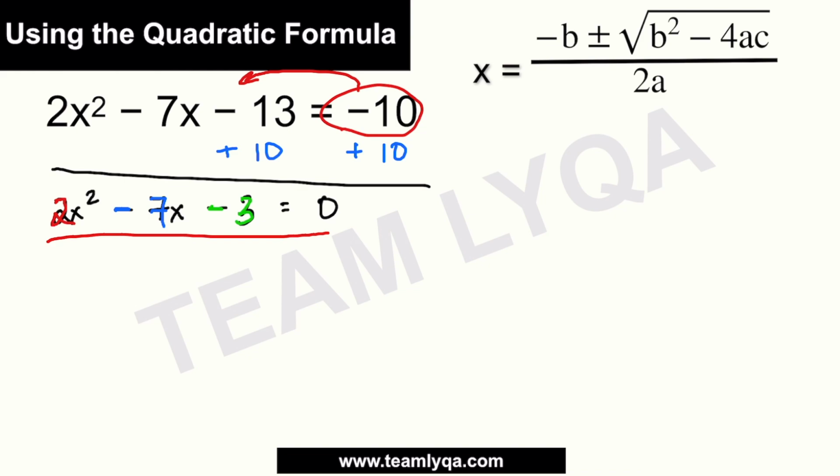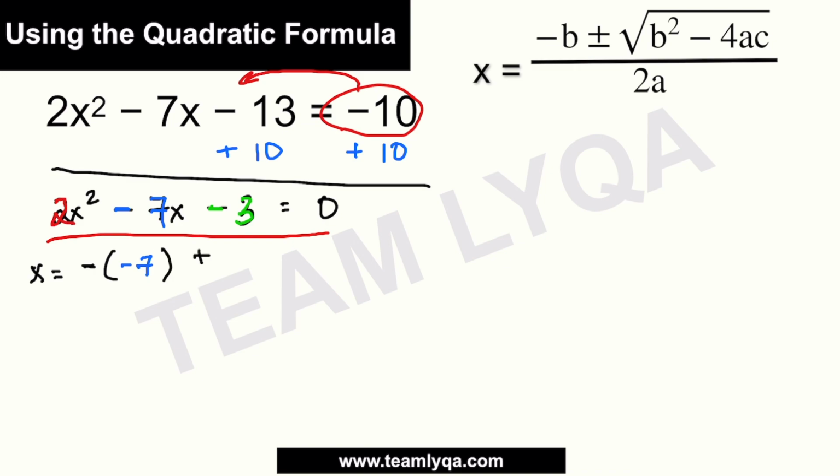So kung i-substitute natin siya dun sa ating quadratic equation, this will be x is equal to the negative of ang negative ng b natin, which is negative 7. Okay? So this will actually be positive mamaya.